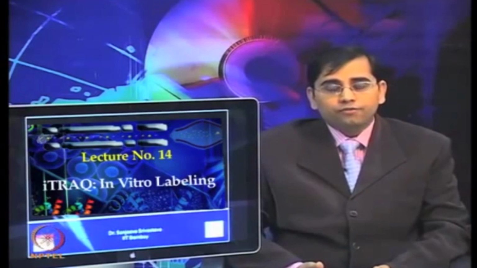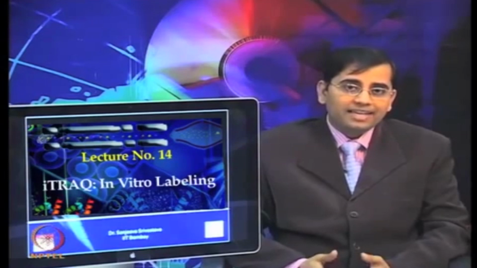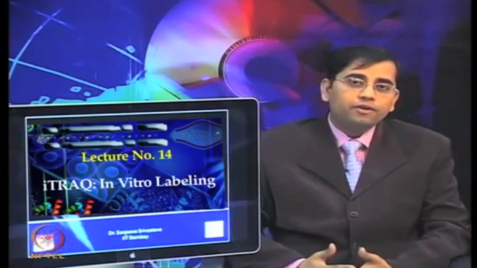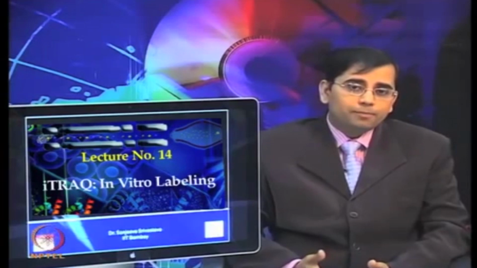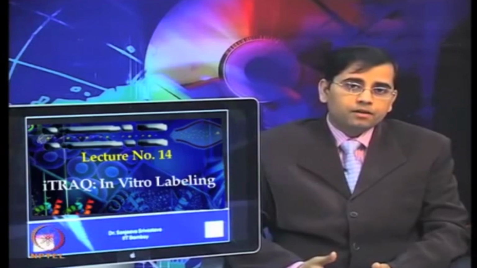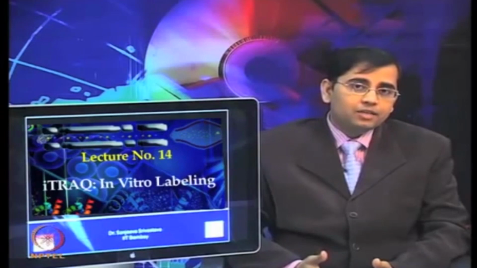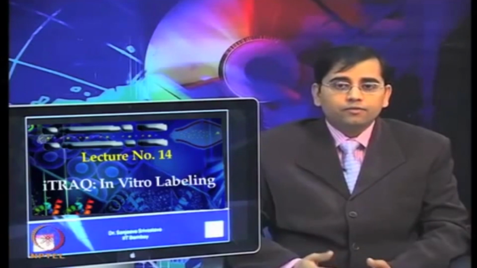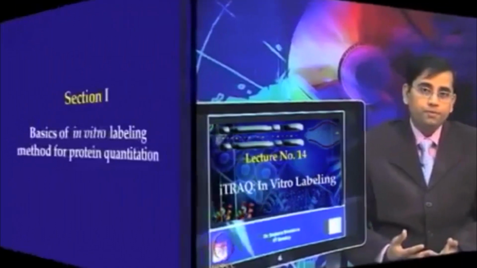That led to development of 2 or 4 plex isotope coded protein label ICPL, 4 or 8 plex isobaric tagging for relative and absolute quantitation iTRAQ, and 2 or 6 plex tandem mass tag TMT label based techniques. So, today we will continue our discussion on iTRAQ and TMT techniques, which can compare up to 8 or 6 samples in a single analysis. So, these techniques can increase the throughput.